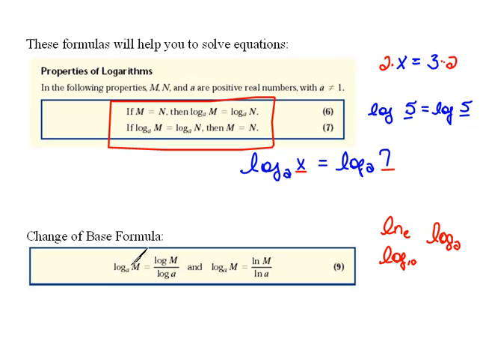This change of base formula says log base a of m is equal to log of m over log of a, or natural log of m over the natural log of a. Basically, you can change it to any base. It doesn't matter. The common log would be base 10. The natural log would be base e.